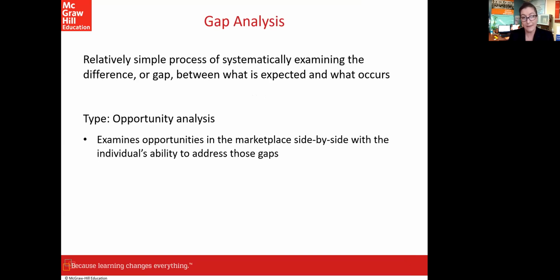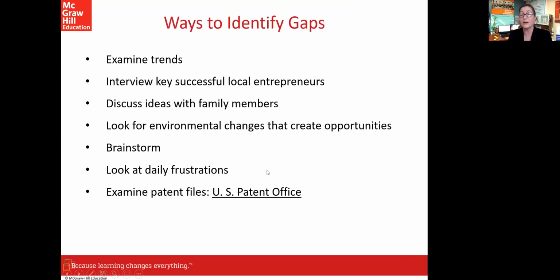Now we move on to the gap analysis. So this is a relatively simple process of systematically examining the difference or the gap between expectations and reality. So we look at opportunities in the marketplace side by side with the skills that you bring to the table so that we can identify any gaps that will need to be filled. So how do we identify these gaps?